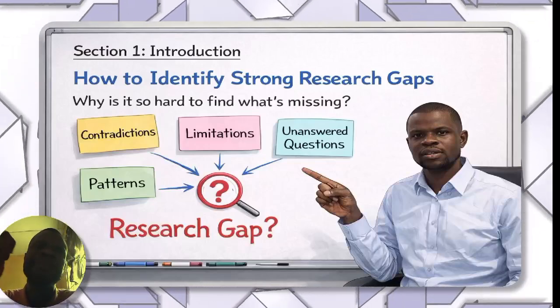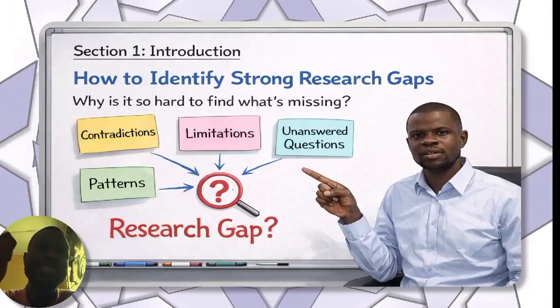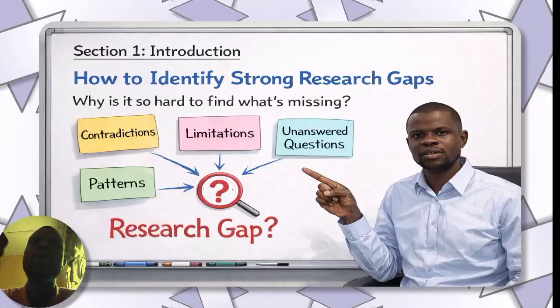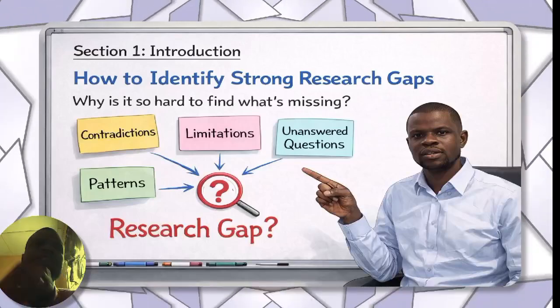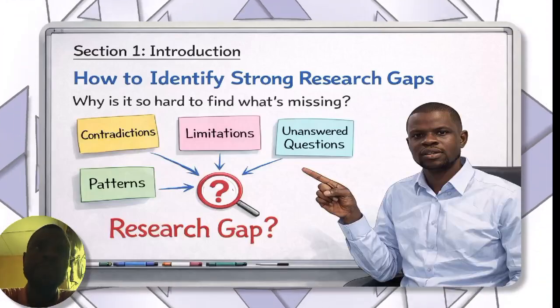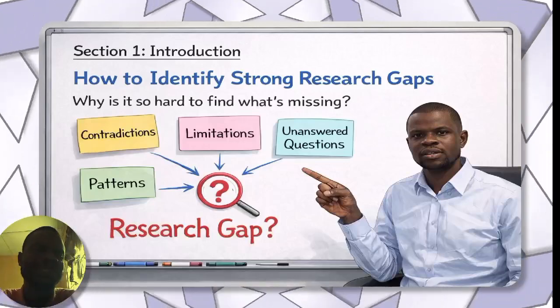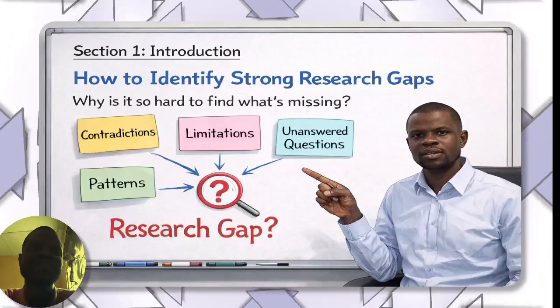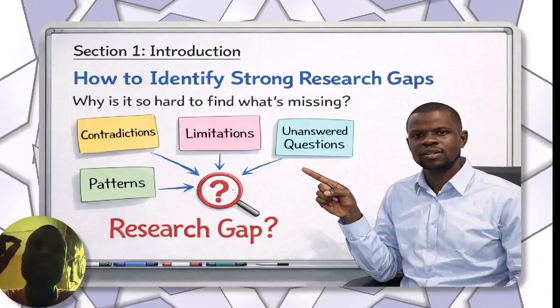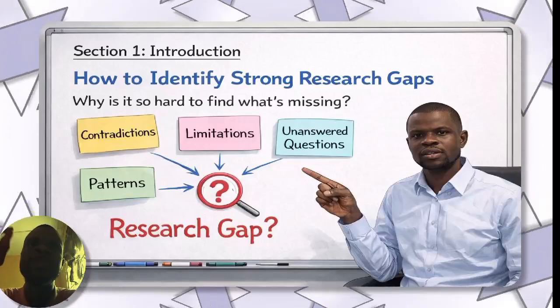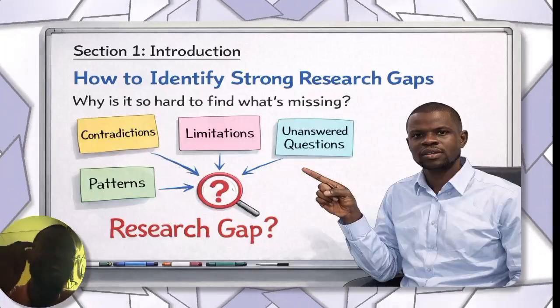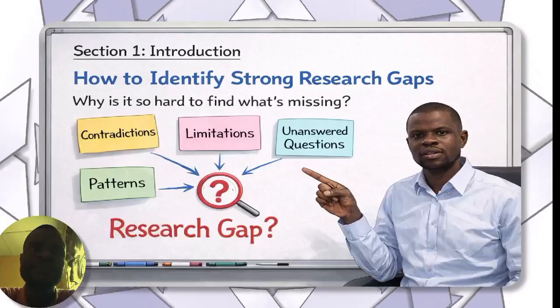Without a clear gap, your research may look repetitive, weak, or unoriginal. Reviewers and supervisors may begin to ask an important question: what exactly is new in these studies? What is novel about these studies? That is why identifying a meaningful research gap is one of the most important parts of academic research.